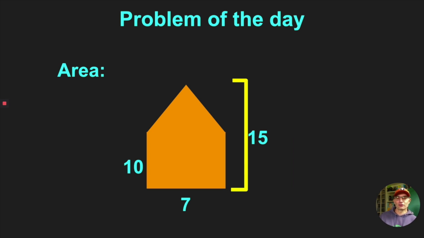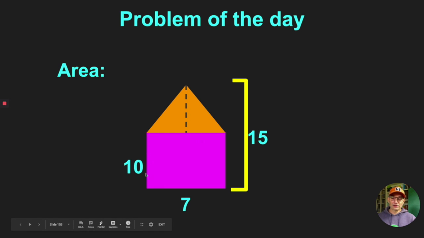Aha, now we have what looks like a house. It's also a pentagon because it has, let's count, 1, 2, 3, 4, 5 sides. I think we can have two shapes. What do you think? I think the two shapes are going to be a rectangle and a triangle. So the rectangle, it's easy to see.